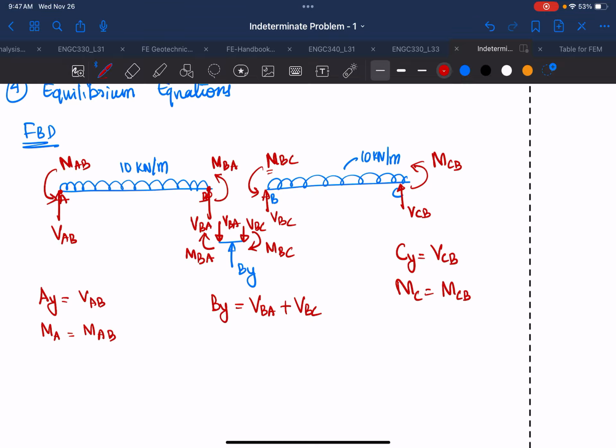And then you'll see that MBA plus MBC must be equal to 0. Okay, so at this joint, we said that the internal roller will take some moment, but here we are just taking only one joint. So we'll just fictitiously or arbitrarily take out that point and put all the loads and we have all this moment MBA and MBC.